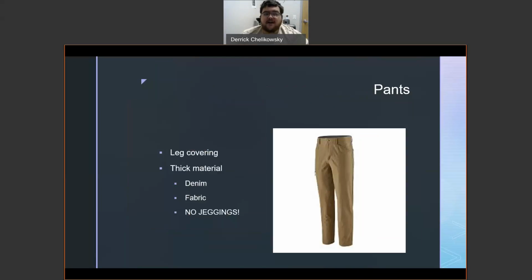Pants are a leg covering, and typically it needs to be of a thick material. Denim, fabric, khaki, the like. No jeggings. Any thin material that you have will be asked to leave. If you do not have long pants, you'll be forced to leave. It doesn't matter what your gender is, doesn't matter what your sex is. Long pants of a thick material are necessary for the lab.